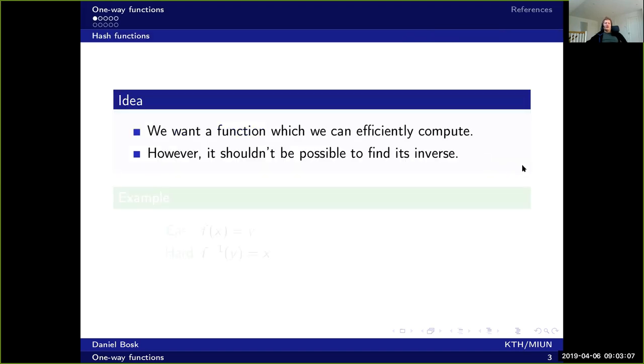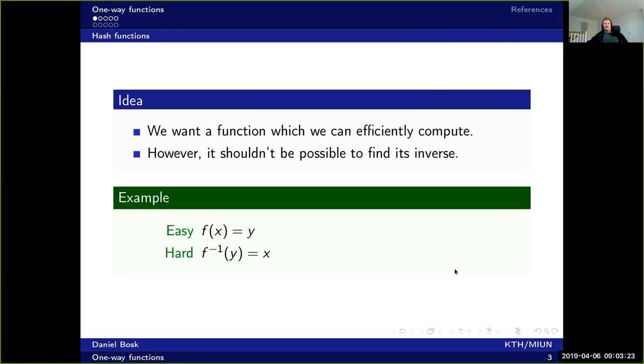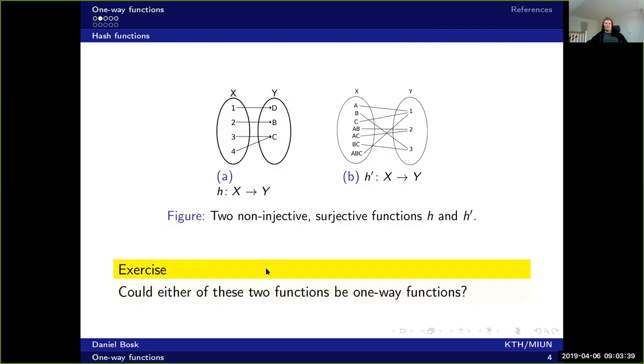So the idea of a hash function or one-way function is that we want a function which we can efficiently compute, but it should be impossible to find its inverse. So it should be easy to evaluate f of x and get y, but it should be really difficult, given y, to find x back again. So that's what we want to achieve.